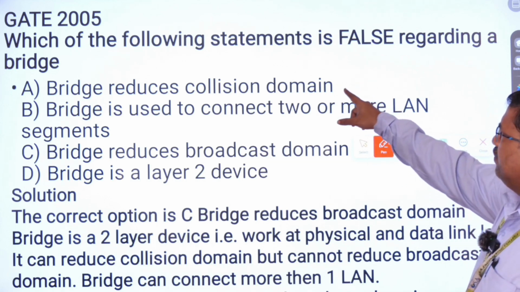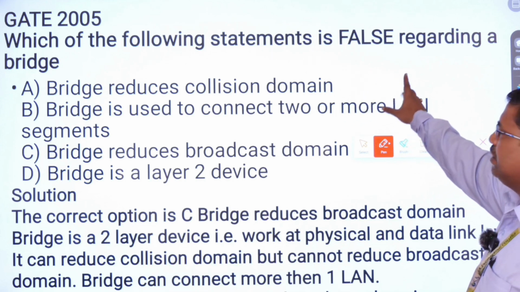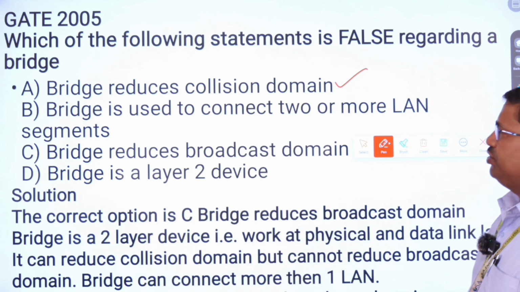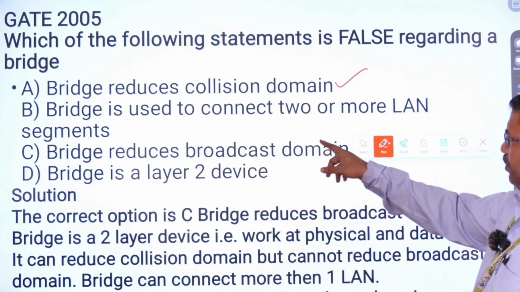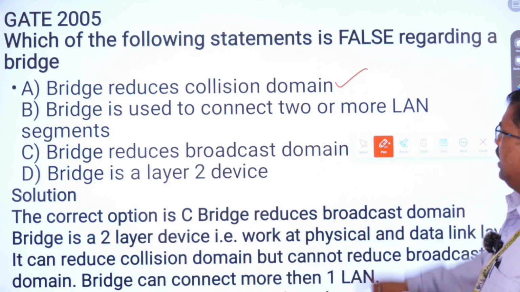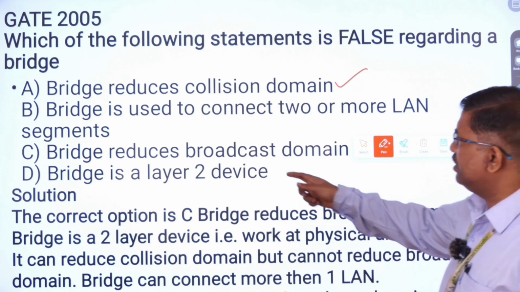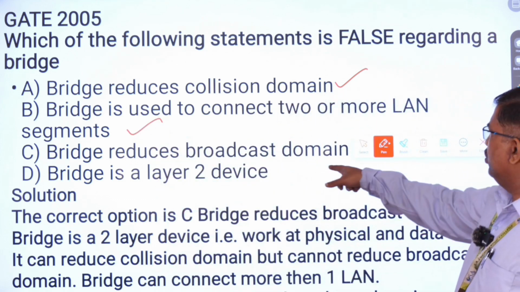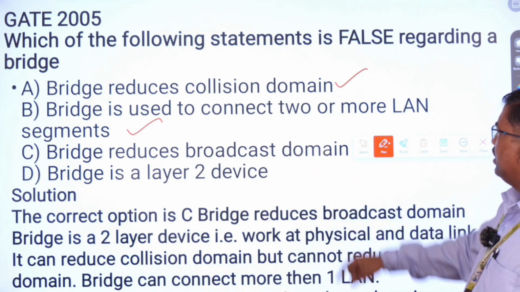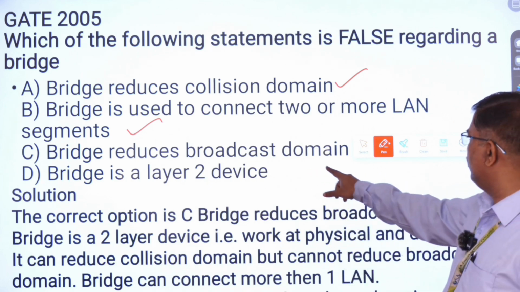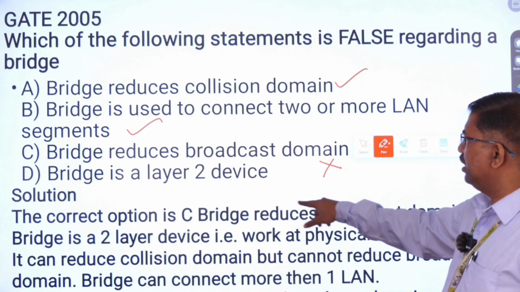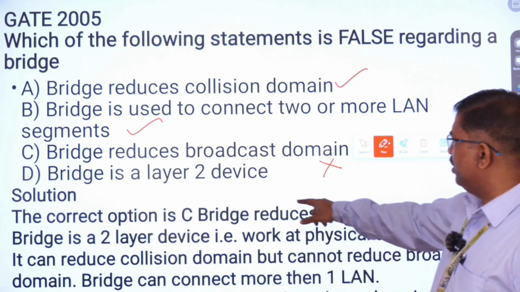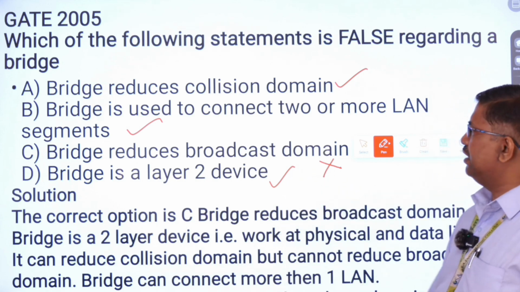The question asks us to find out which statement is false. This is a correct statement: bridge reduces the collision domain. Next statement: bridges are used to connect two or more LAN segments. Yes, this is also a correct statement. Read out the next statement: bridge reduces the broadcast domain. This will not be a true statement. Next statement: the bridge is a layer 2 device. Yes, bridges belong to layer 2 devices, that is, the data link layer.